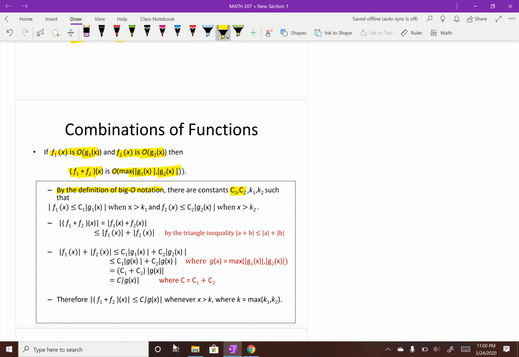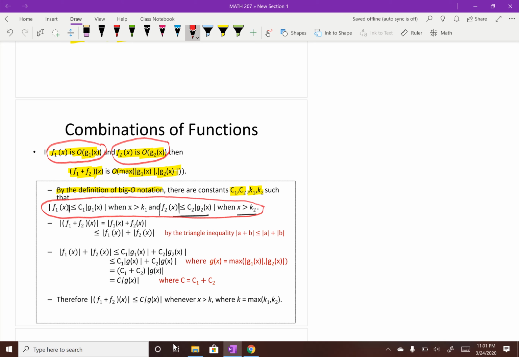So you have four constants here: c1, c2 and k1, k2. Since f1(x) is big O of g1(x), I have the relation that the absolute value of f1(x) is less than or equal to c1 times the absolute value of g1(x) whenever x is greater than k1. Similarly, applying the definition, the absolute value of f2(x) is less than or equal to c2 times the absolute value of g2(x) whenever x is greater than k2. This is completely based on the definition of big O notation, since it is given that f1(x) is big O of g1(x) and f2(x) is big O of g2(x).